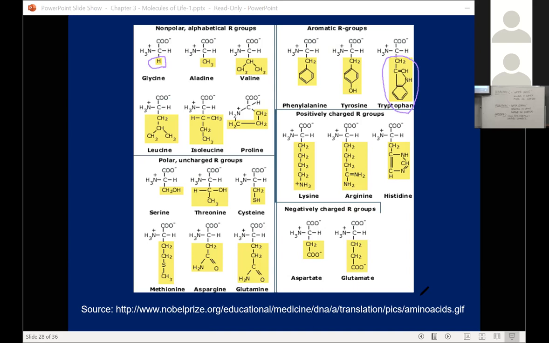Also notice they have different properties. We have positively charged amino acids, lysine, arginine, and histidine. Negatively charged amino acids, aspartic acid, glutamic acid. We have aromatic groups, that these have hydrophobic side chains. Non-polar, these are also hydrophobic. Polar, these are hydrophilic. Positively charged, negatively charged, these can be hydrophilic as well. Okay, so we have a lot of different properties of these side chains. And again, that contributes to the diversity of proteins because we can make a lot of different things by combining these in different combinations.